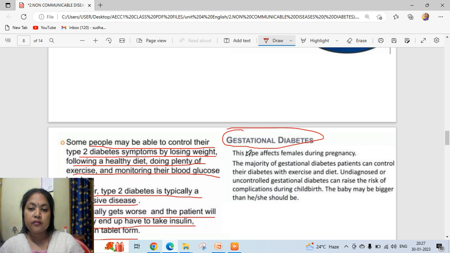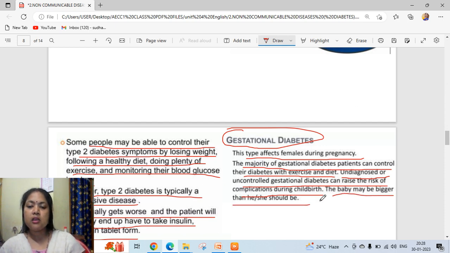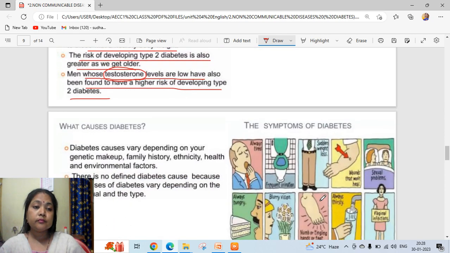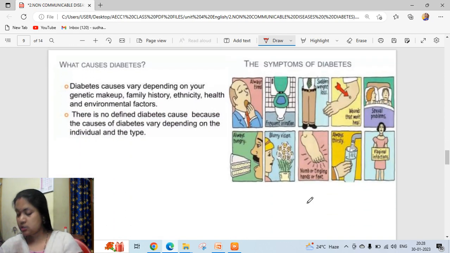What is that? This type affects females during pregnancy. Okay. And the majority of gestational diabetes patients can control their diabetes with exercise and diet. And undiagnosed or uncontrolled gestational diabetes can raise the risk of complications during childbirth, and the baby may be bigger than he or she should be. Okay. And what causes diabetes?